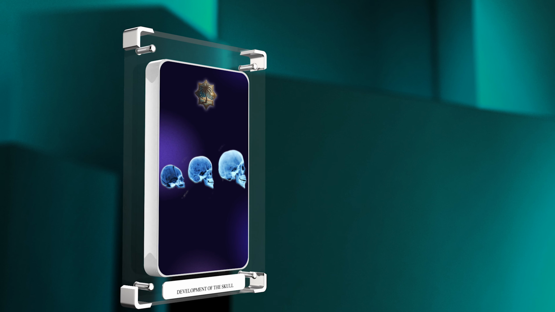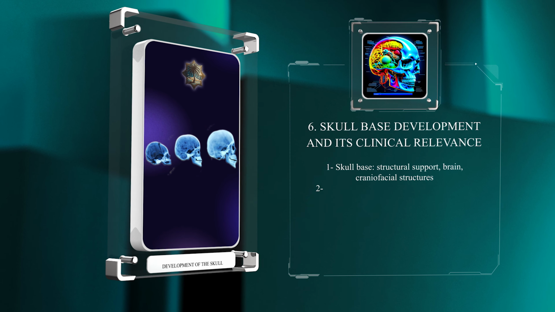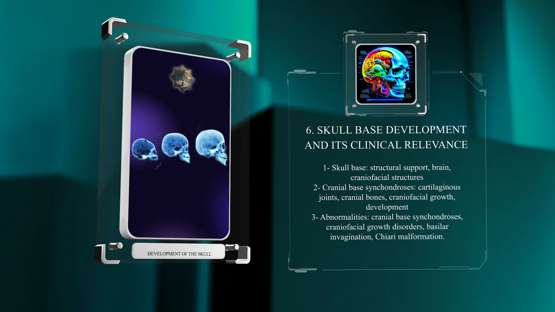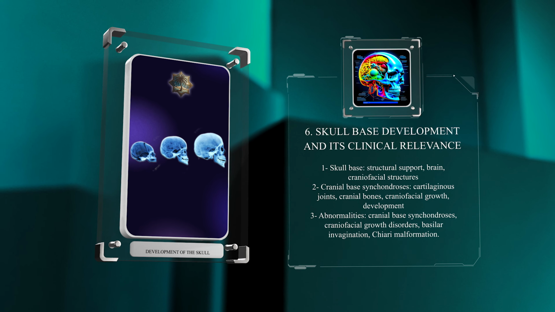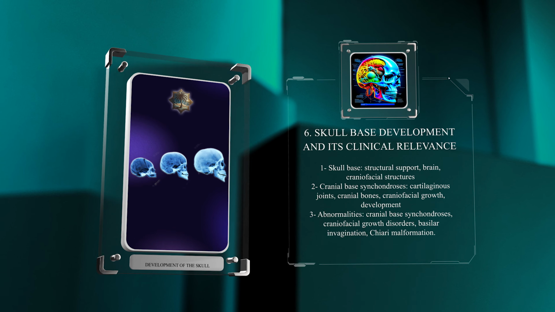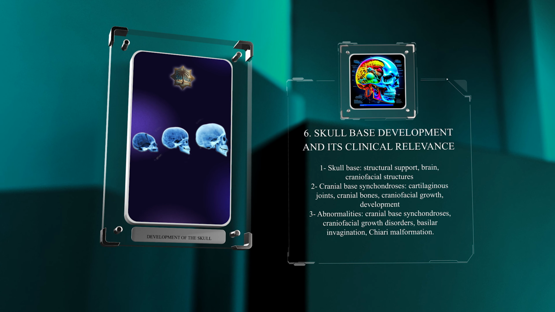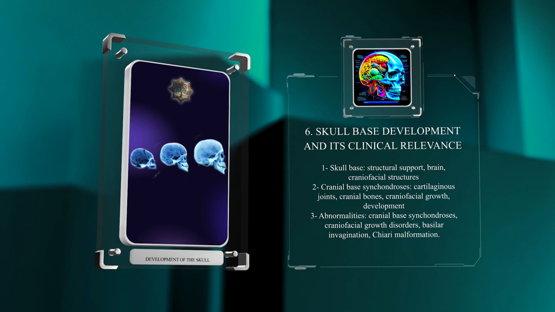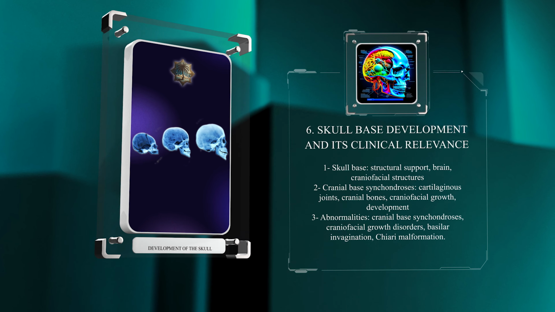The skull base provides structural support for the brain and craniofacial structures. Cranial base synchondroses, cartilaginous joints between cranial bones, play a critical role in craniofacial growth and development. Abnormalities in cranial base synchondroses can result in craniofacial growth disorders such as basilar invagination and Chiari malformation.